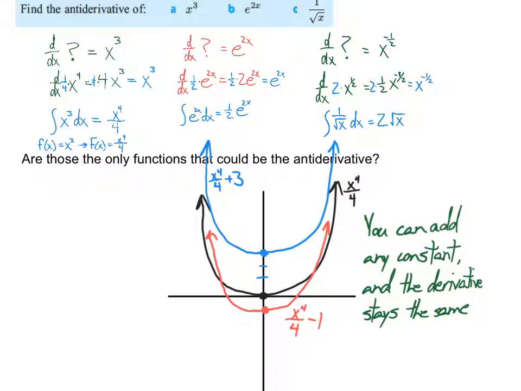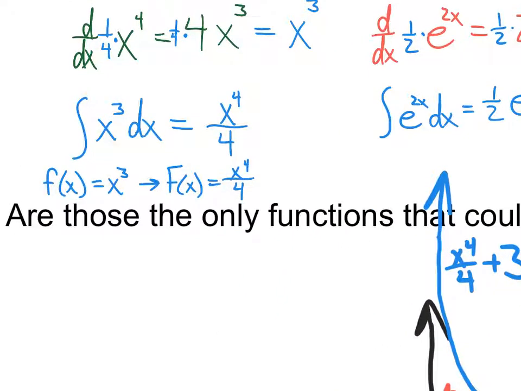And the way we denote that is up here on these three. That actually wasn't the entire answer. Each one of these, the antiderivative would actually be x to the 4th over 4 plus c. We just use c for a constant.